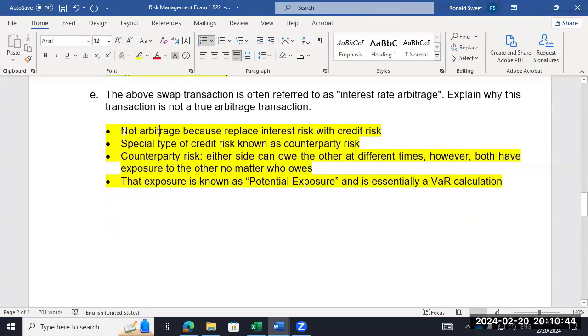A lot of students just stop with that, which is kind of there, but I want to see the words counterparty risk, but also see what counterparty risk is. Don't just say, well, it's counterparty risk. So they reduced or eliminated whatever their interest rate risk, but they did it by picking up a credit risk they didn't have before. So they're substituting one risk for the other.